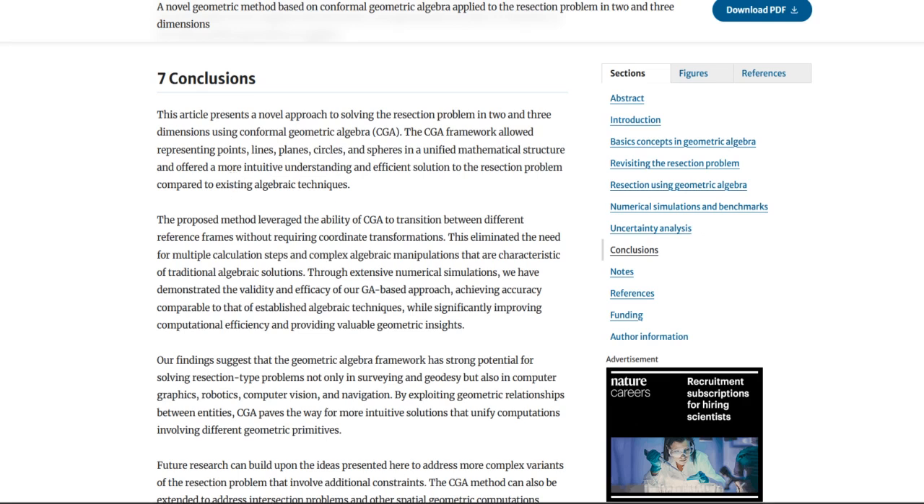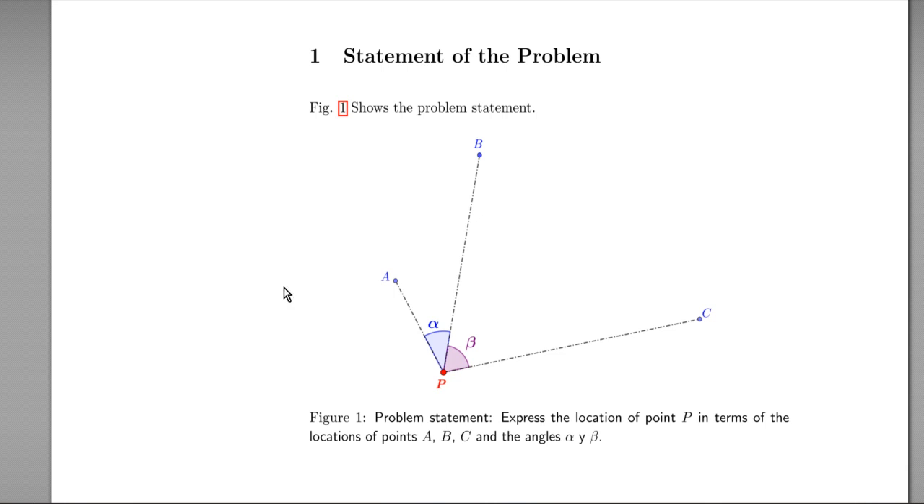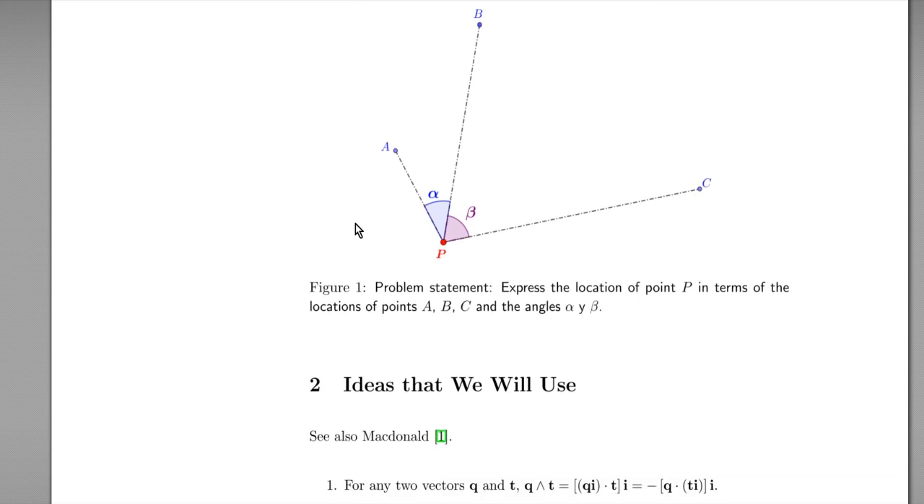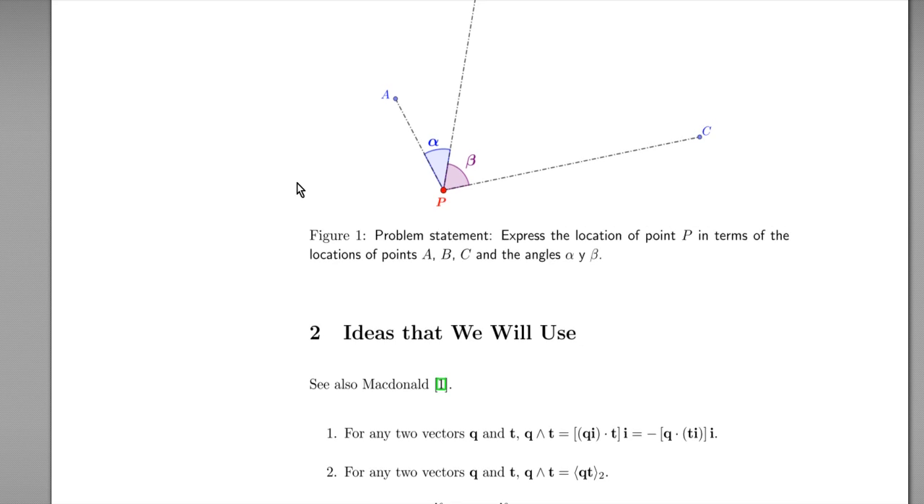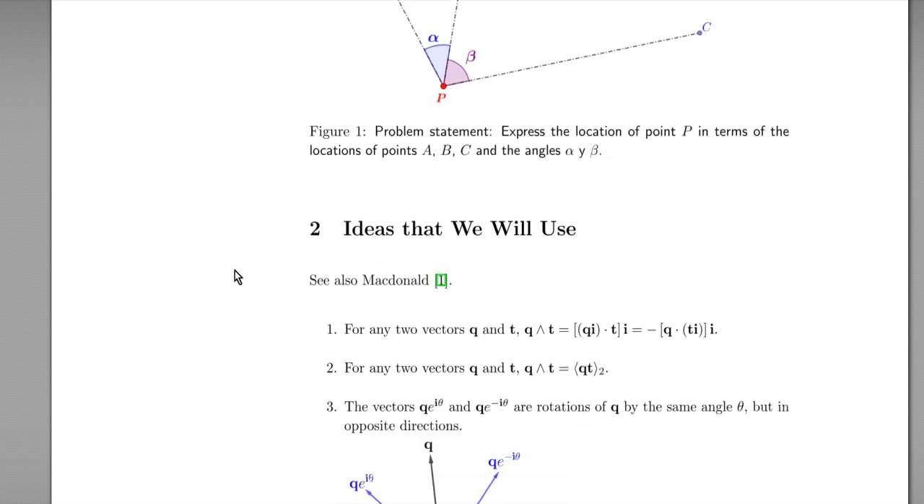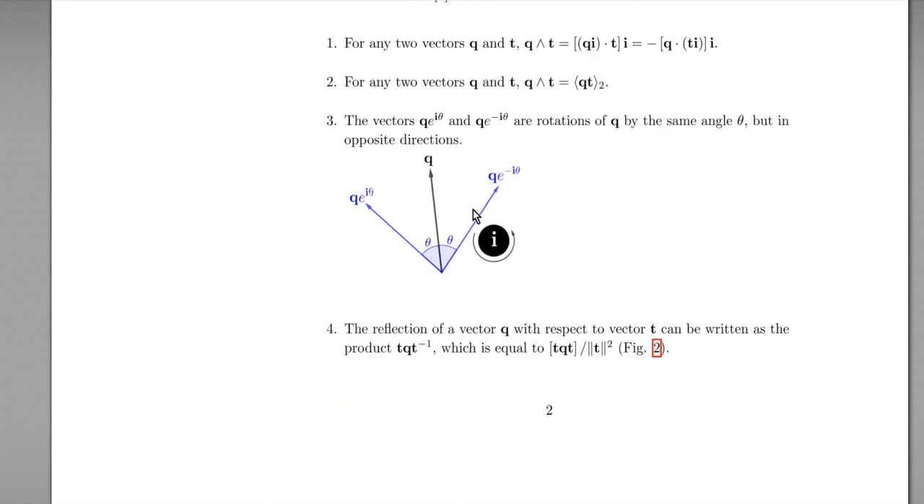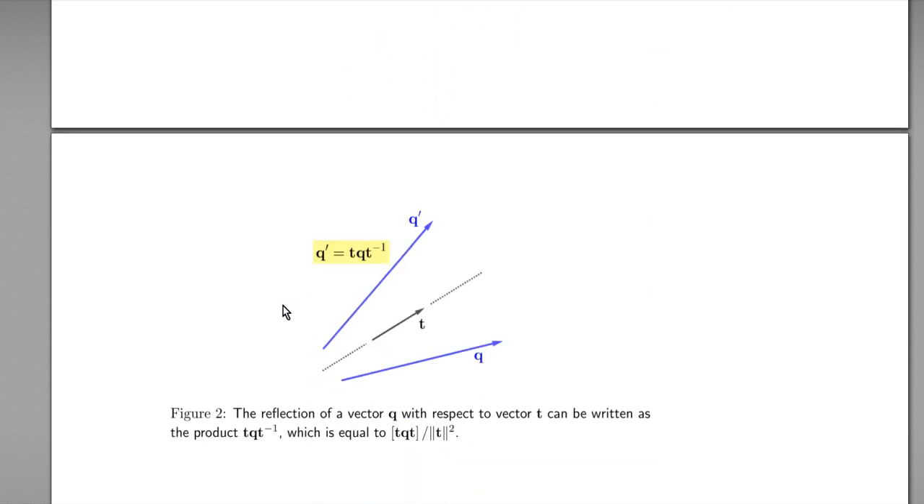Now we will switch to the other solution, which again is an improvement, I believe, on the vector geometric one. Again, here is the problem statement that we looked at. This article, or this improved solution for the two-dimensional case, is available on Vixra, and I will link that. It begins with the ideas that we will use. The main ideas that we'll use are rotations of vectors and reflections.